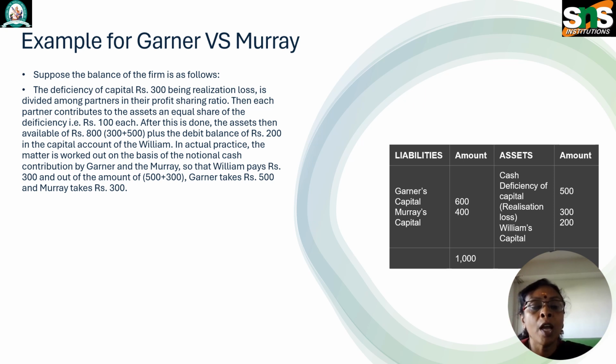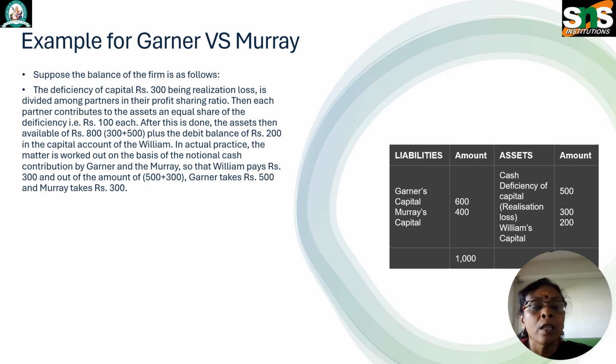The deficiency of capital, rupees 300, being realization loss, is divided among the partners in their profit sharing ratio. The deficiency is shown here as realization loss of 300, and this is divided among the partners in their profit sharing ratio. Then each partner contributes to the assets an equal share of the deficiency, rupees 100 each.